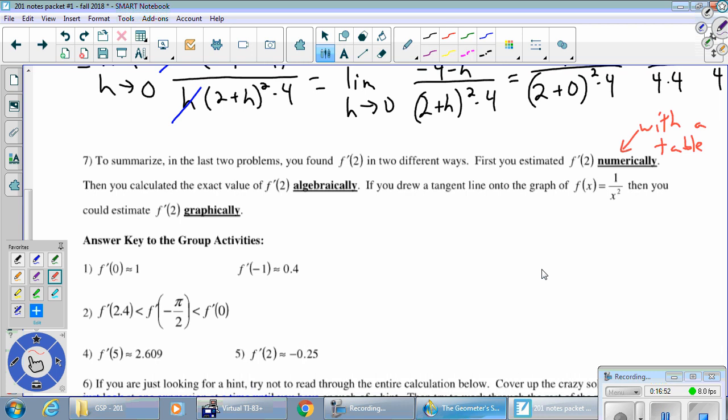And then there is a third option, which we didn't do on this problem, but if we looked at a graph of 1 over x squared and we drew a tangent line at x equals 2, we could estimate the slope of that tangent line and therefore estimate f prime of 2, and that would be called graphically. So you should know how to estimate derivatives numerically and graphically, and then calculate exact values algebraically.